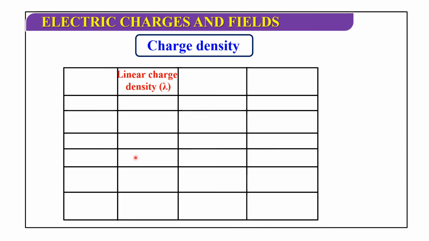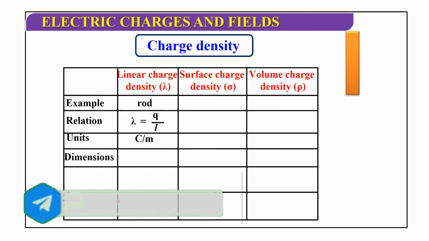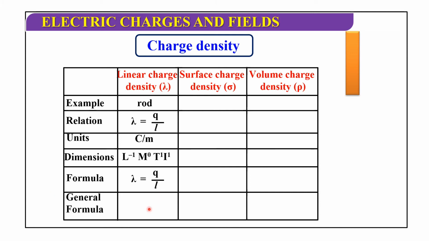Charge density, see this table. Linear charge density, surface charge density, volume charge density. Example, rod. Here the relation is lambda equal to q by L. Units coulomb by meter and dimensions L power minus 1, M0, T1, I1. Formula is lambda equal to q by L. The general formula is lambda equal to dq by dl. Here we are discussing the rod, and this is the linear charge density, with example, relation, units, dimensions, formula and general formula.